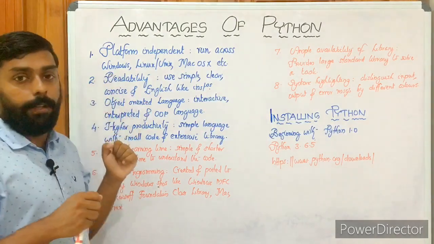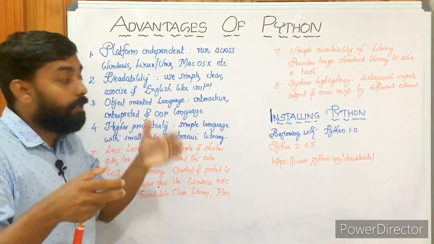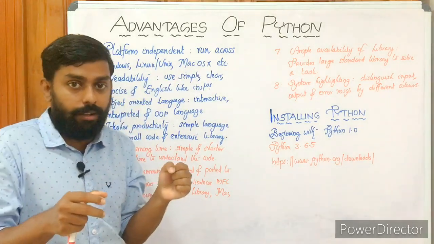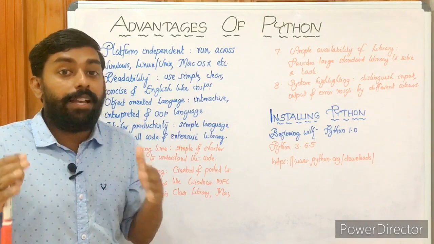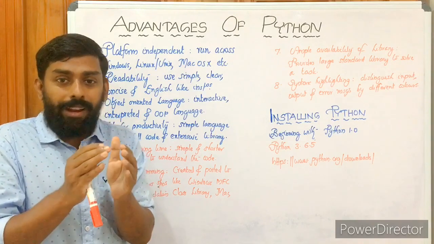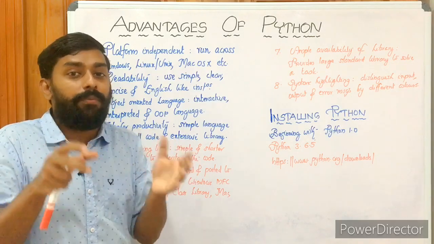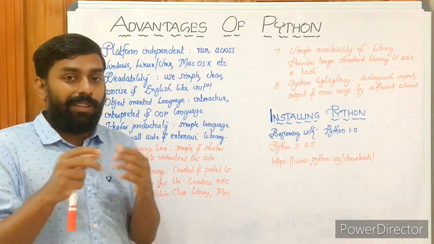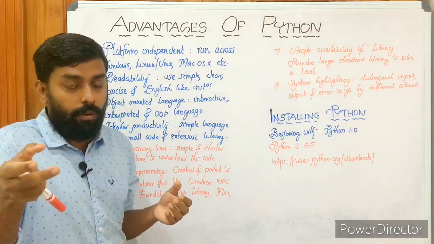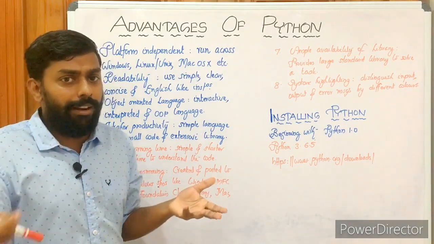Then readability. The language uses simple, clear and concise, English-like instructions. We can say it offers a greater level of readability even to non-programmers as well. Of course to programmers it will be very easy because they learn things, but even for non-programmers it will be very easy, at least to read. Everything starts from learning, right? So it will be very easy for them to read. After that they can start learning, of course.